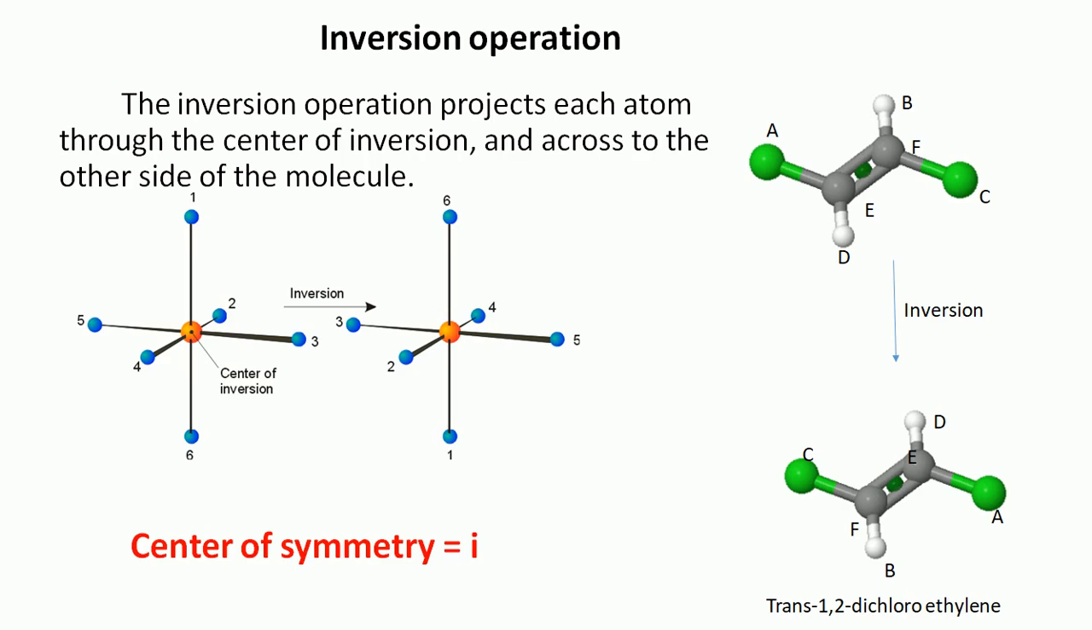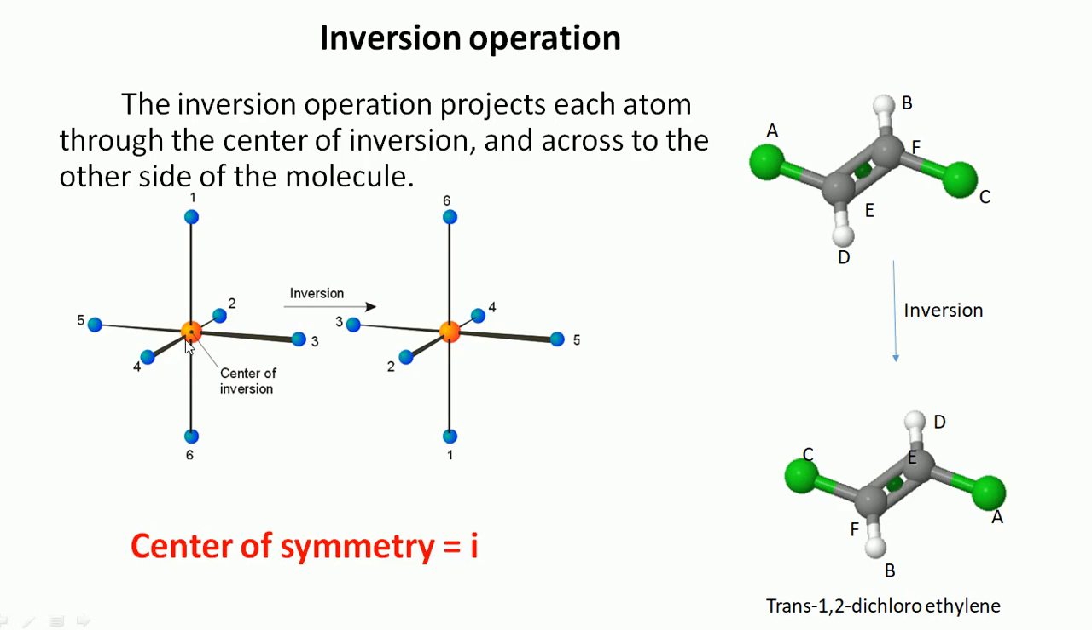In terms of Cartesian coordinates, if there is a point having coordinates x, y, z in a molecule possessing a center of symmetry, there should be a similar point having coordinates minus x, minus y, minus z, which is the diametrically opposite point. So in this figure, let it be any molecule of this kind of symmetry. This is the center of inversion or center of symmetry.